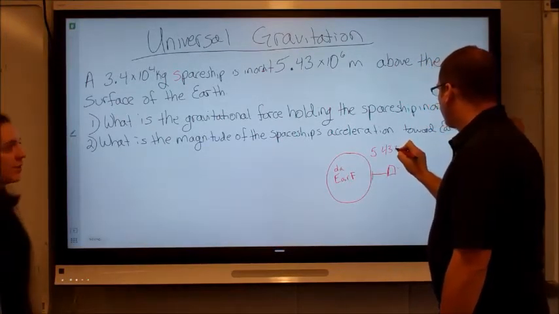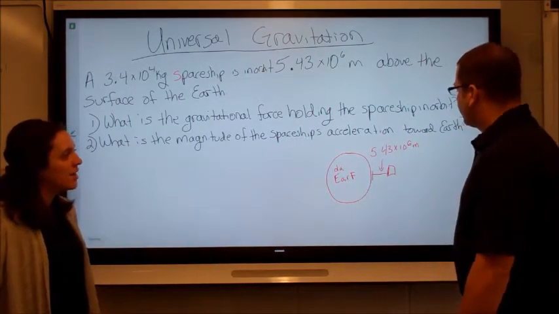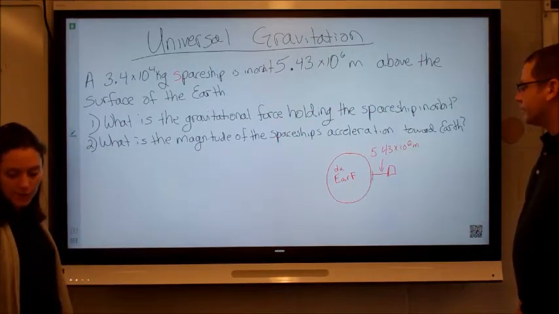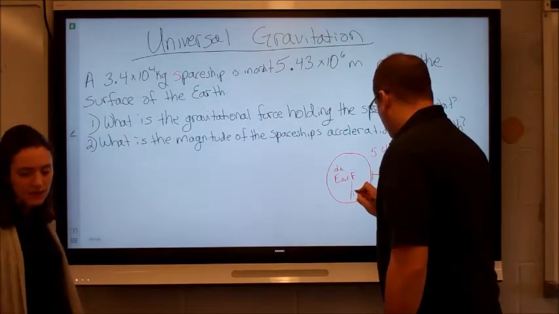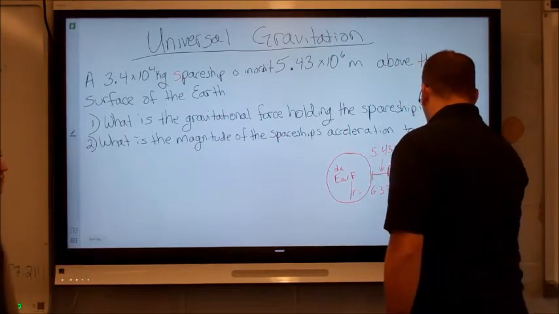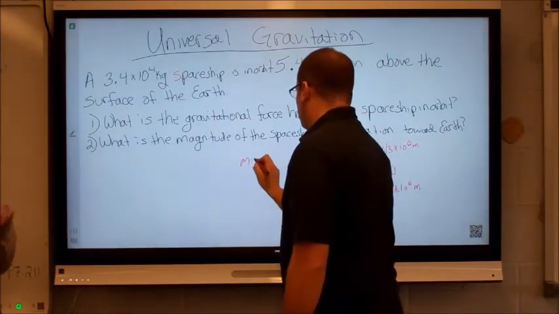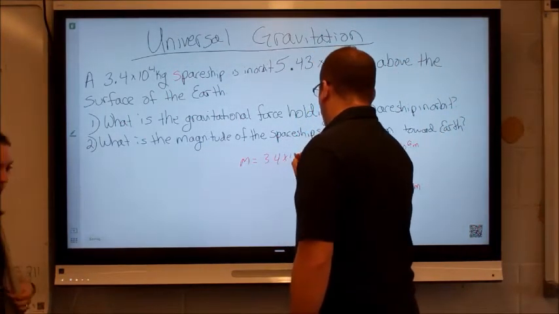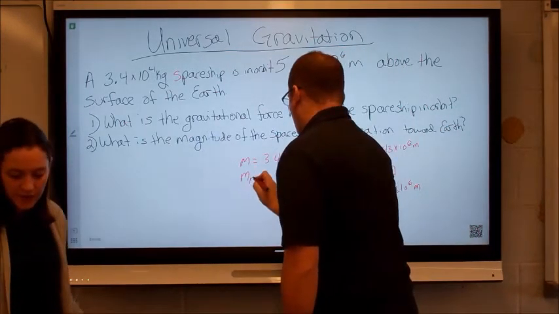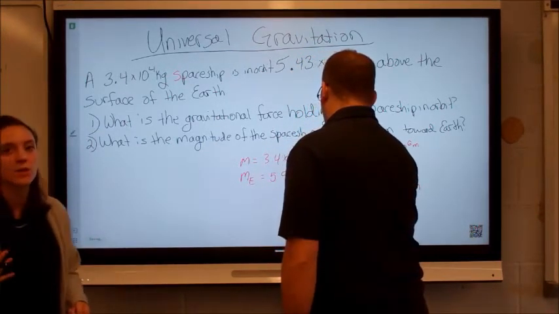And Mr. Pierzak is finishing labeling his diagram by adding in some numbers to it. So he's labeling how far above the surface the spaceship is. He should also probably label the radius of our Earth, which is 6.37 times 10 to the 6th meters. And if we want to write down some other pieces of given information, we have the mass of our spaceship, which is 3.4 times 10 to the 4th kilograms. And since we're also talking about Earth, we probably want the mass of the Earth, which is 5.98 times 10 to the 24th kilograms.